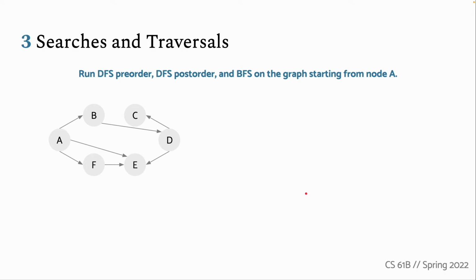Now let's run DFS pre-order, DFS post-order, and BFS on the graph starting from node A. I'll give you a chance to try it out.